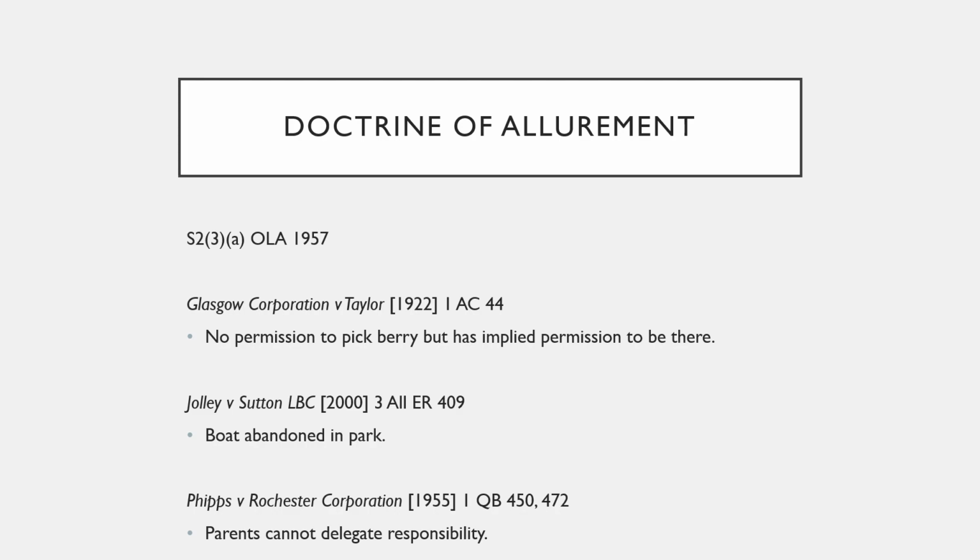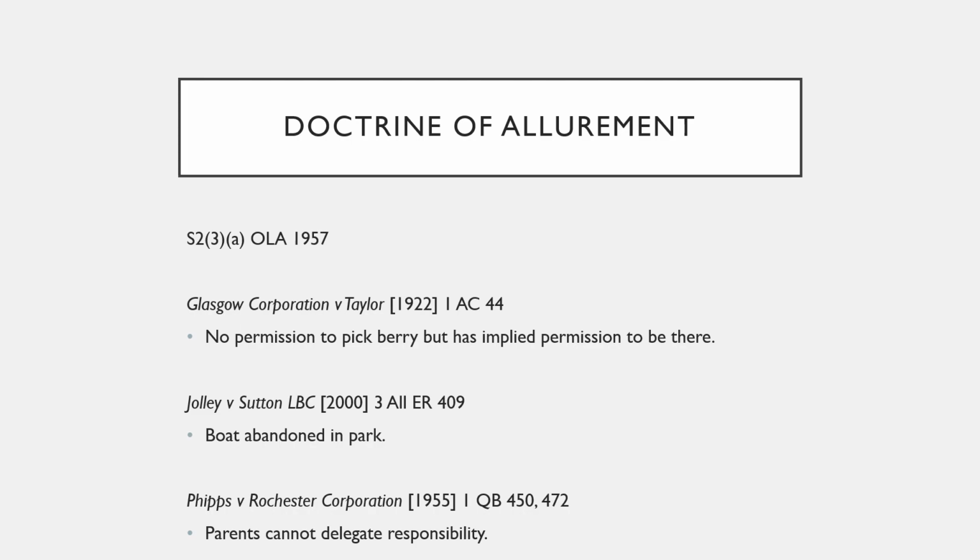There's also this idea of the doctrine of allurement. It talks about children, which were also discussed in section 2(3)(a) of the Act. So it basically states that as an occupier, you should expect children to be less careful and less aware. So in Glasgow Corporation v Taylor, there were poisonous berries on another side of the fence, and yes, the child did not have permission to pick this berry. However, if they're on land and a child sees berries, they are likely to pick it. It is something that the occupiers should have in their minds and try to safeguard against.